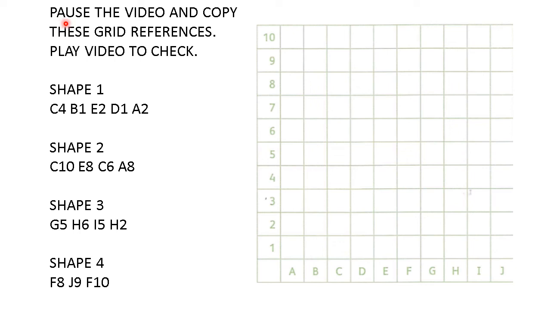Let's take a look at the exercise. Pause the video and copy these grid references. Also, finish copying the grid if you haven't done it. When you're ready, put these dots for the 4 shapes on your grid. Then join the dots using a pencil and the ruler. And finally, name the shapes that you have found. When you're ready to check your answers, play the video.